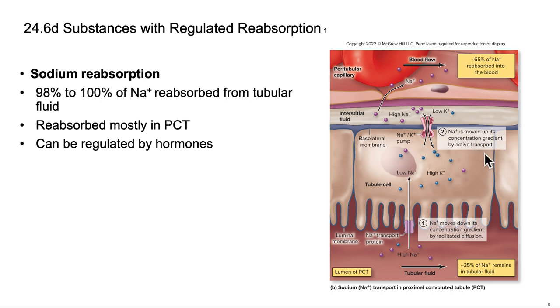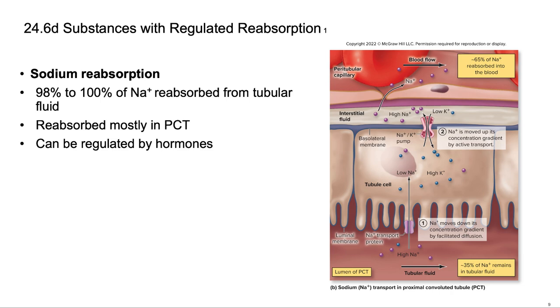So sodium is moved up its concentration gradient. Again, lower concentration inside the cell, higher outside, so it's pumped, right? Anytime you see that term pump, think active transport, right? So we're using ATP, we're using energy to move that sodium out, ultimately into the blood, and then our potassium is moving back in, right? So sodium and potassium are always going to move in more or less opposite directions, largely because of that sodium potassium pump, right? 3 sodium out for every 2 potassium in, right?